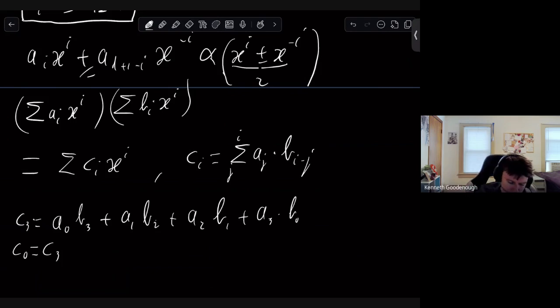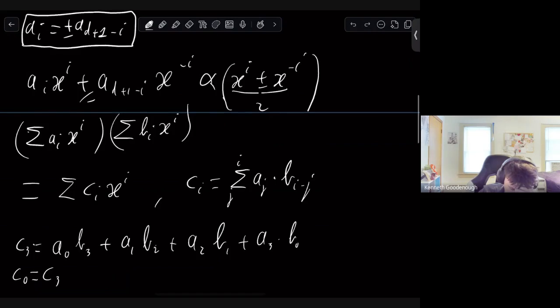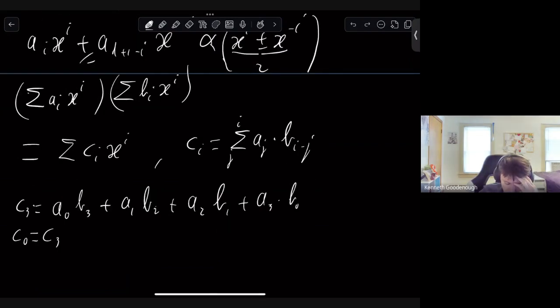Let me double check if I'm doing this correctly. Let's plug it in here. So i is 0, d plus 1 gives me 4. I'm making mistakes with the indices again. That's very annoying. No, this is correct.